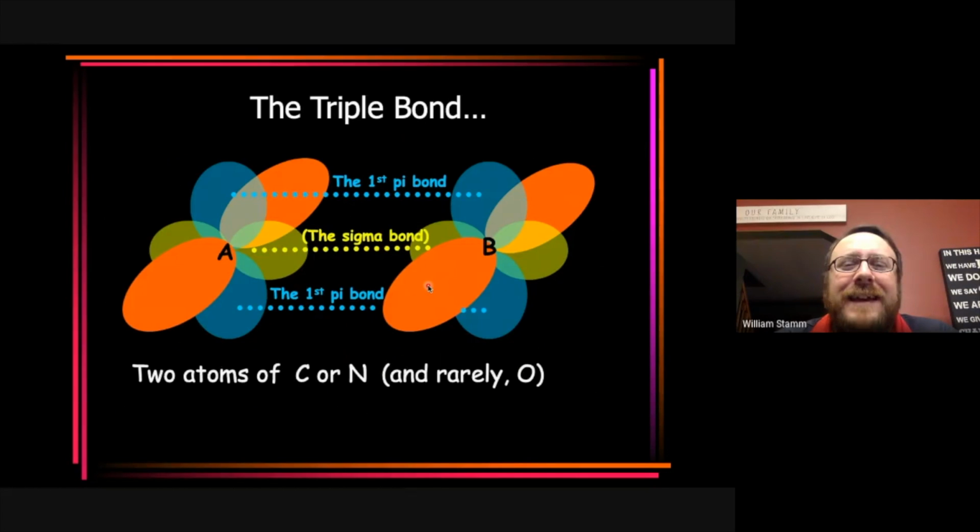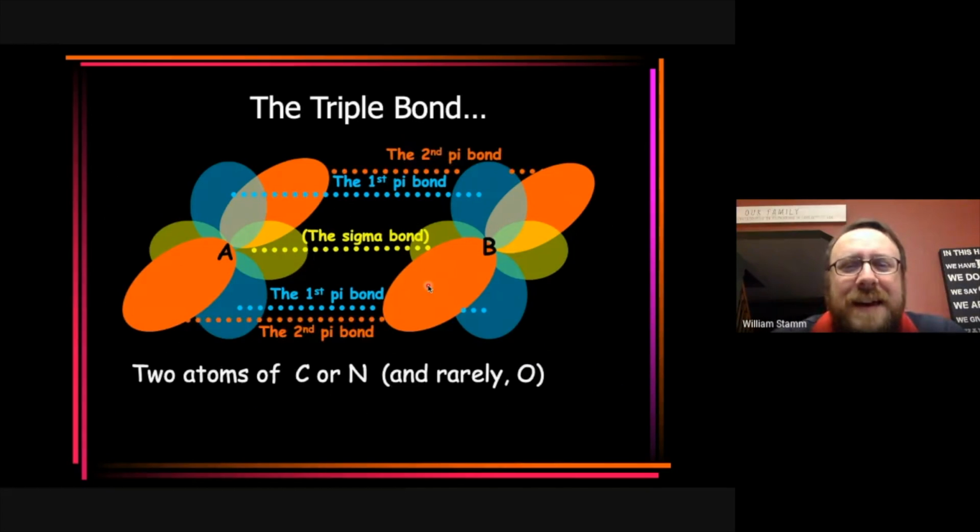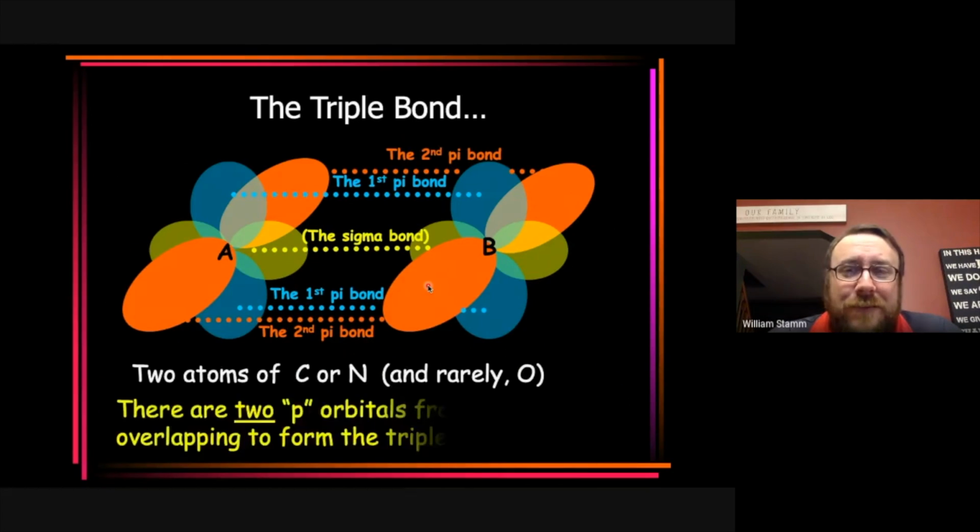And then this is kind of a 3-dimensional thing, so just kind of wrap your brain around being in 3 dimensions here. There's a second pi bond that will form. So we have 3 bonds, a sigma, a pi, and a second pi. So that's your 3 bonds in a triple bond that holds nitrogen together. So those are covalent bonds right there. That's how it works. There are 2 p orbitals basically from each atom overlapping. That's why we have a triple bond.